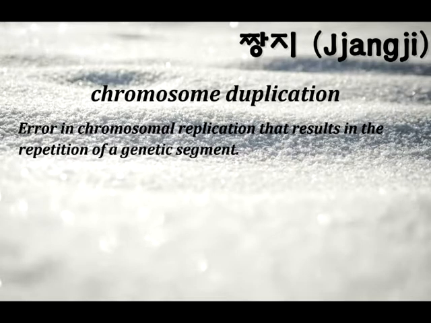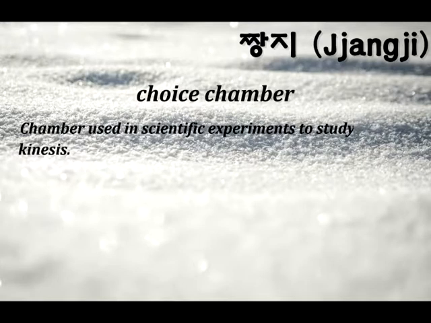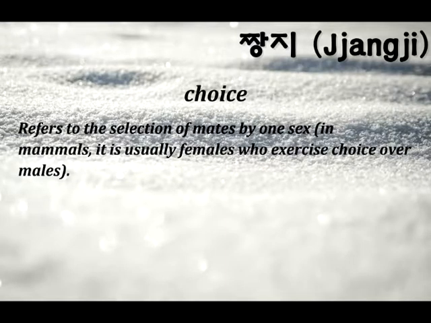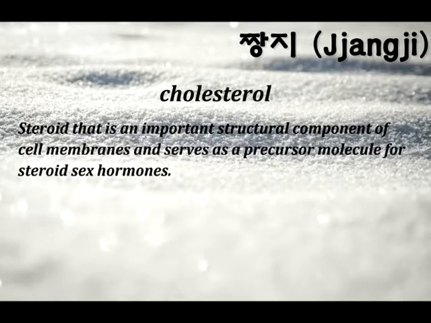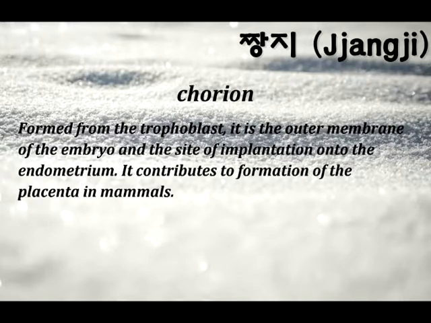Chromosome duplication, error in chromosomal replication that results in the repetition of a genetic segment. Choice chamber, chamber used in scientific experiments to study kinesis. Choice refers to the selection of mates by one sex. In mammals, it is usually females who exercise choice over males. Cholesterol, steroid that is an important structural component of cell membranes and serves as a precursor molecule for steroid sex hormones. Chorion, formed from the trophoblast, it is the outer membrane of the embryo and the site of implantation onto the endometrium. It contributes to formation of the placenta in mammals.